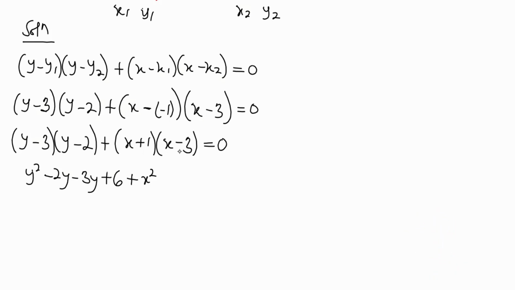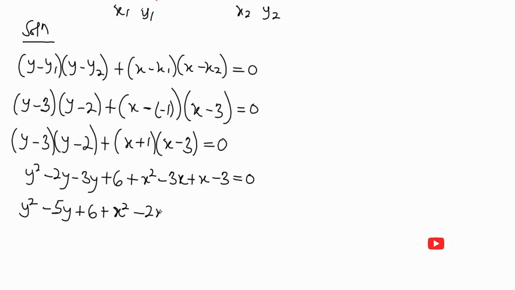Now x multiplies -3 gives -3x, which means 1 multiplies x gives us plus x. And then 1 multiplies -3 gives us -3, and we equate everything to 0. So here we have to simplify, which means y squared minus 2y minus 3y gives us -5y. And then we have our plus 6 here, and then we have x squared. And then we can see -3x plus x gives us -2x. We have our -3 here, which is equal to 0.